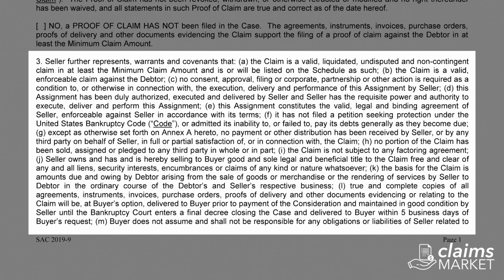Representations, warranties, and covenants are technical terms that mean statements of fact and promises that the facts are true and reliable. Buyers need these statements and promises from a seller because the seller knows more about the events that gave rise to the claim than the buyer could know. Some of these key statements are that the claim is valid and enforceable in at least the minimum claim amount, which is the face amount you're selling.